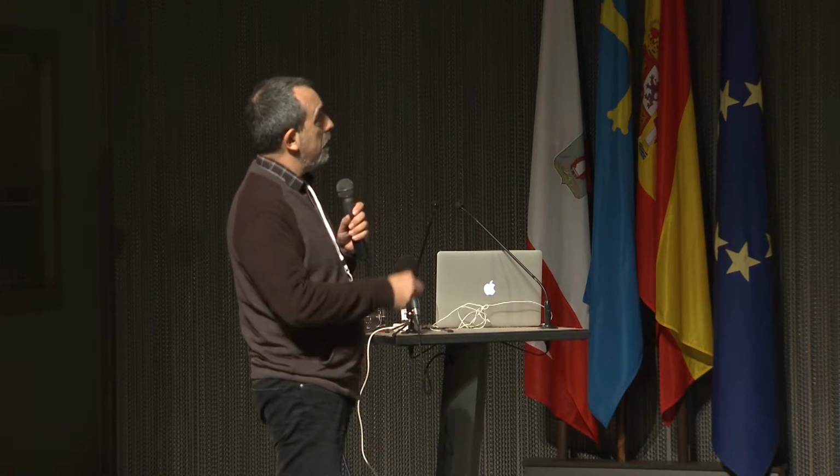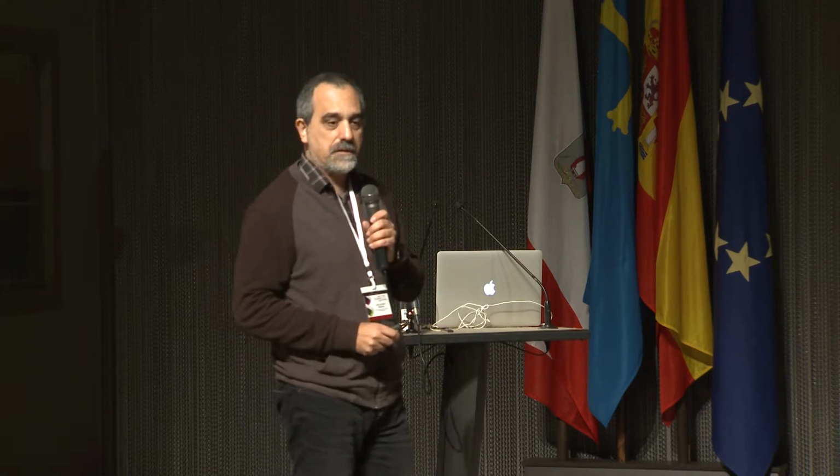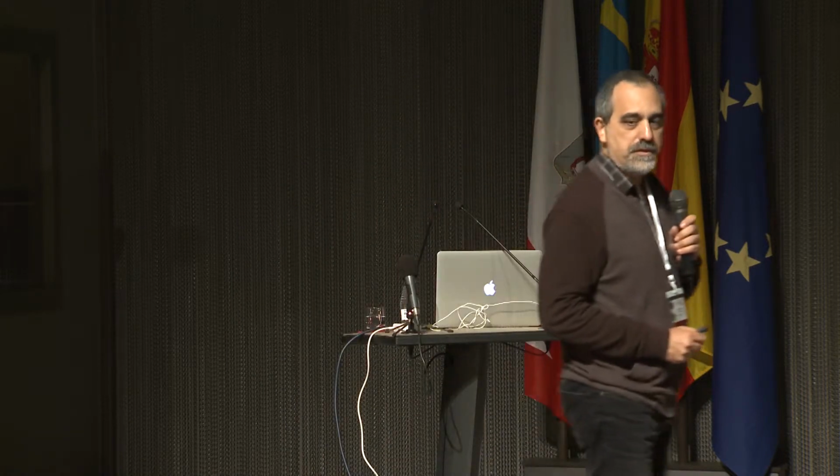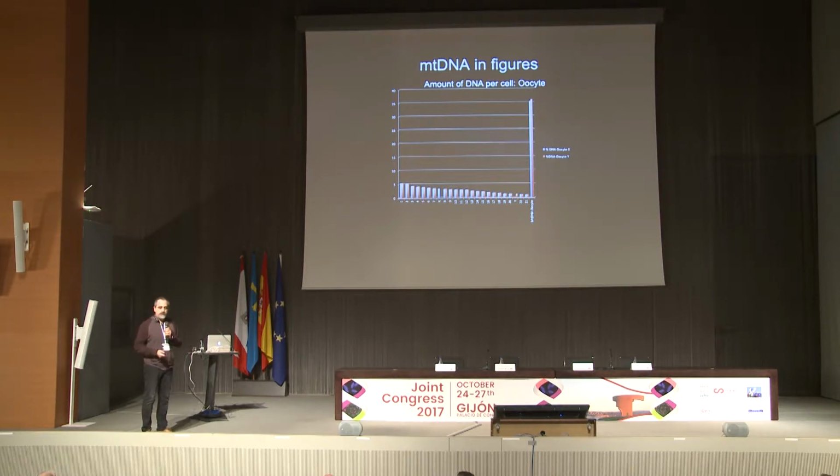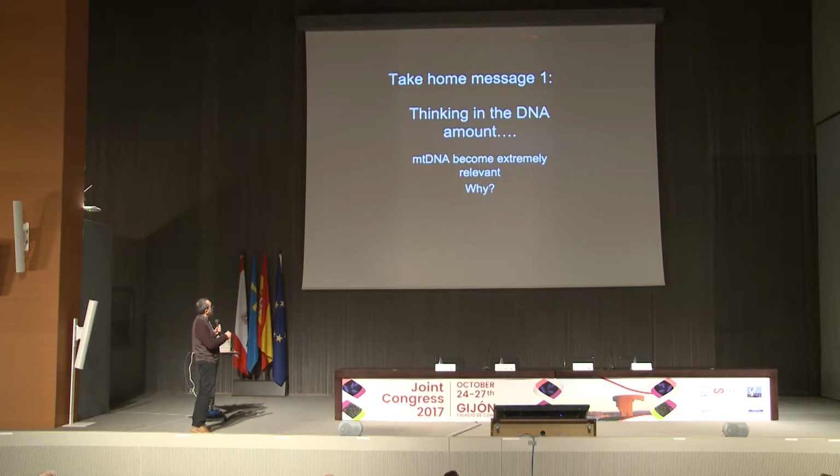But if you go to transmission in oocytes, mitochondria is the most represented in terms of mass of any other piece of the genome. Now the question is why? Why does the cell, despite our belief, think that mitochondrial DNA deserves so much effort in terms of mass and therefore in terms of energy? So this is one thing. This is the first take-home message. The cells consider mitochondrial DNA much more relevant than scientists.